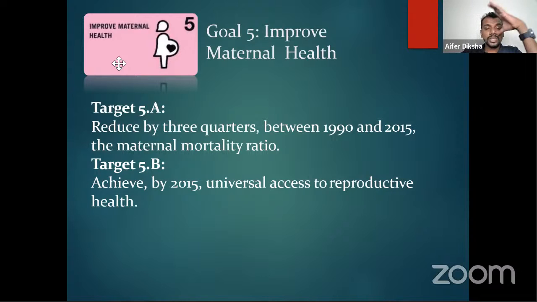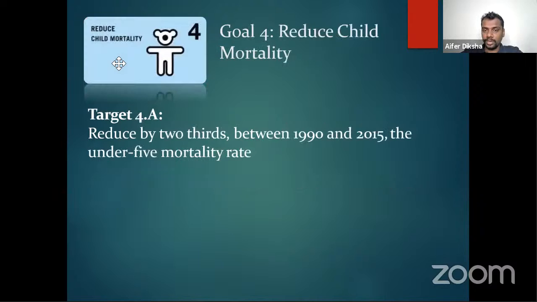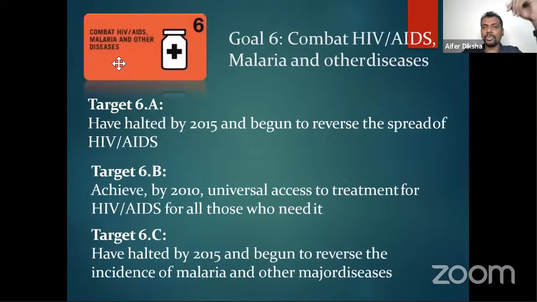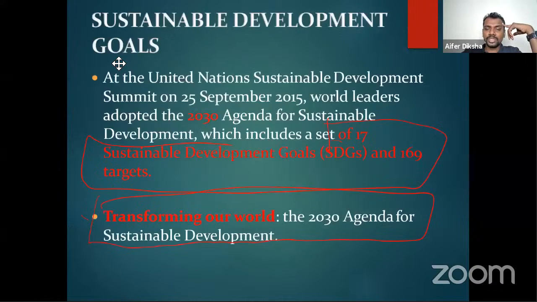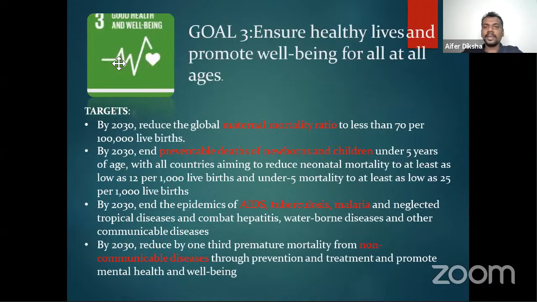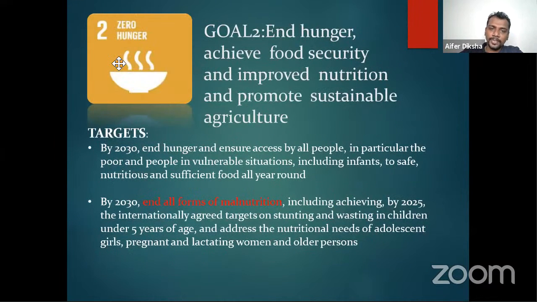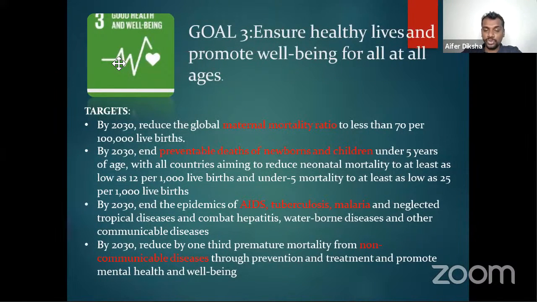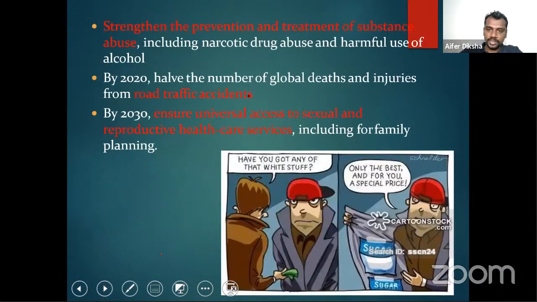But when it comes to Sustainable Development Goals, it will be completely removed. Okay, here see, reduce child mortality, improve maternal health. But when you go to Sustainable Development Goals, see the goals. No poverty, it's an absolute attack, 100% no poverty, ending hunger. And also you can see in Sustainable Development Goals, it will be catering to the whole society, okay, for all at all ages.